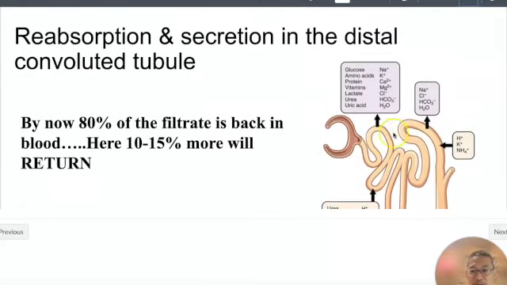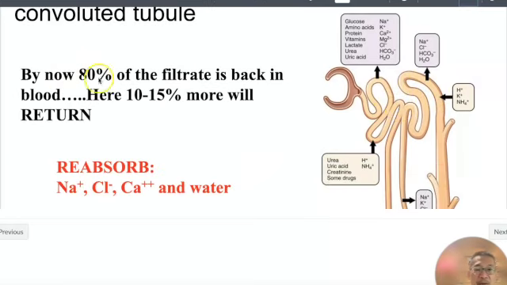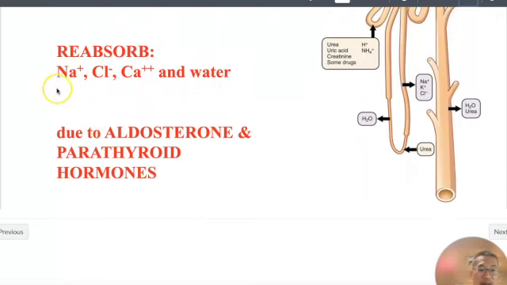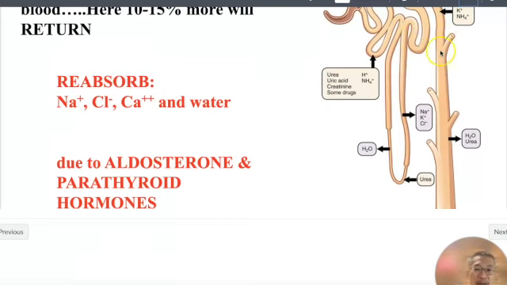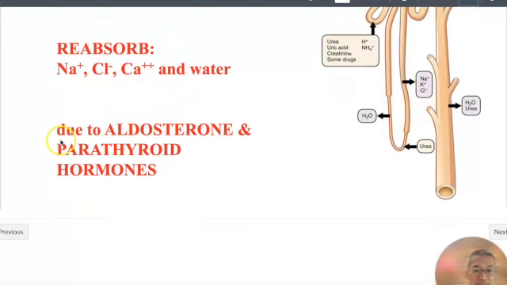Now we're going down to the distal convoluted tubule at the end. By now 80% of the filtrate is back in the blood, with 10 to 15% more to come. So you have more reabsorption of sodium, chlorine, calcium, and water, depending on how dehydrated you are. Of course, the more dehydrated you are, the more water will be reabsorbed, and that's why the color of the urine is so dark, because it's so concentrated when you're dehydrated. And again, due to aldosterone and parathyroid hormones, whether sodium or calcium will be absorbed here.